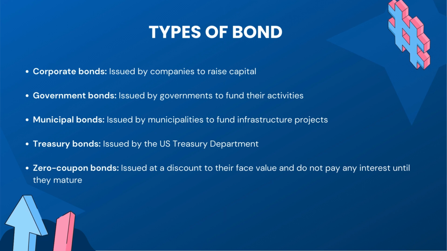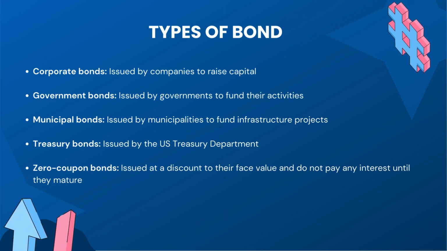Corporate bonds, issued by companies to raise capital. Government bonds, issued by governments to fund their activities. Municipal bonds, issued by municipalities to fund infrastructure projects. Treasury bonds, issued by the U.S. Treasury Department. Zero-coupon bonds, issued at a discount to their face value and do not pay any interest until they mature.